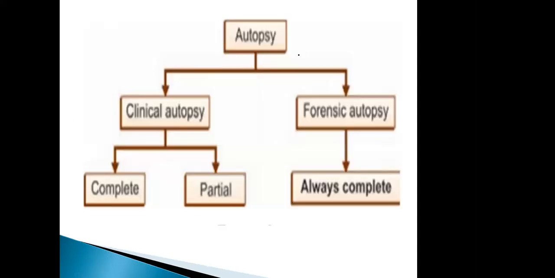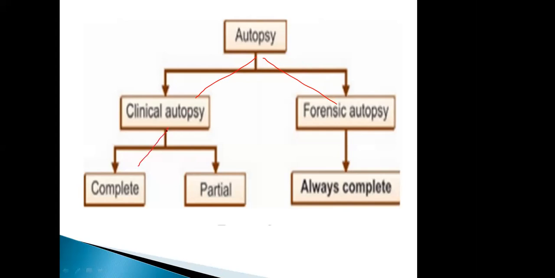Now the classification of autopsy. This is classified basically into two: clinical autopsy and forensic autopsy. So what is clinical autopsy? If some person has died without a correct diagnosis, and we are suspecting two or three conditions but are not sure of the diagnosis, then to confirm it we do an autopsy. It is called clinical autopsy.